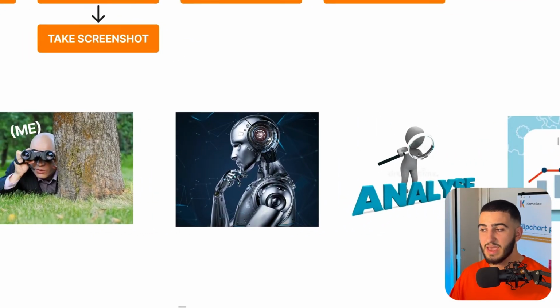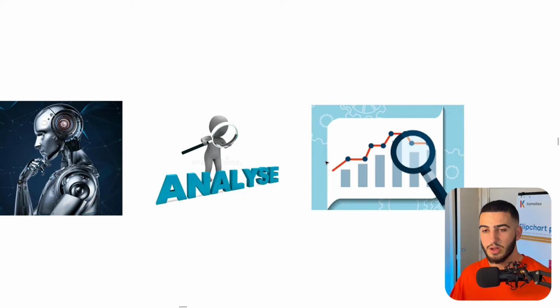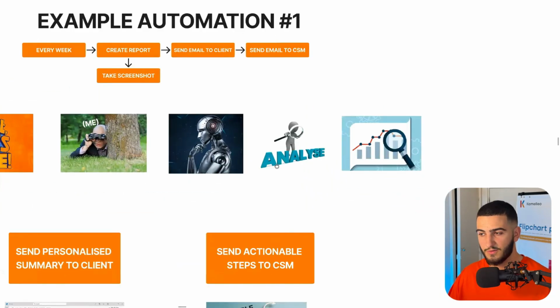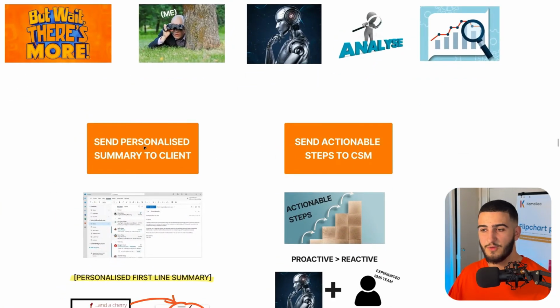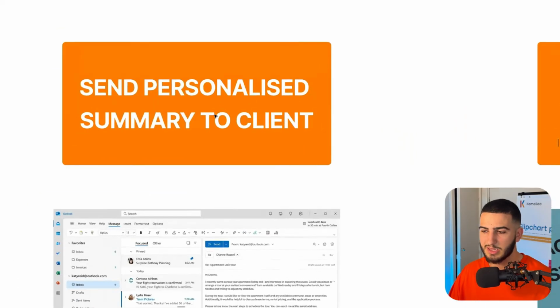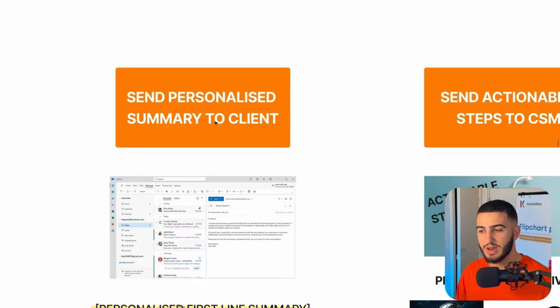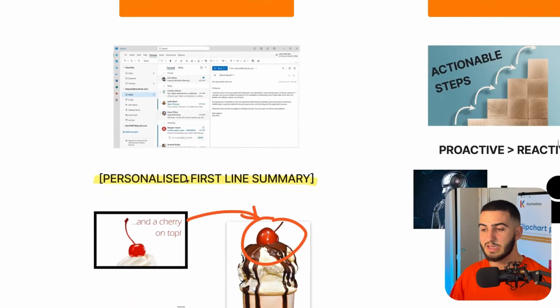So we basically have AI analyze the data and then create a summary of the different graphs. And this does one of two things that is very, very powerful. First, it sends a personalized summary to the client. So rather than them just receiving a generic email with a random screenshot and just, hey, look at your data for this week, which doesn't really mean much to them, you can add something where the first line is a personalized comment, which is just a cherry on top, right? Just increase the number of touch points they actually have.